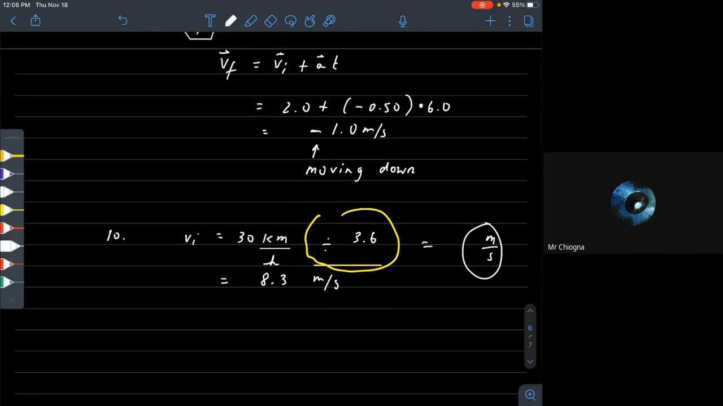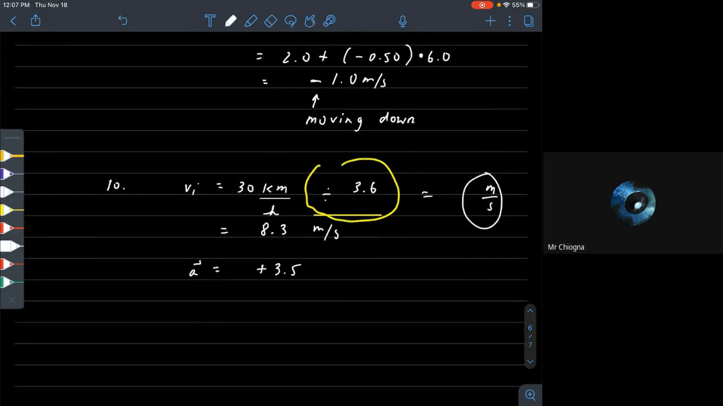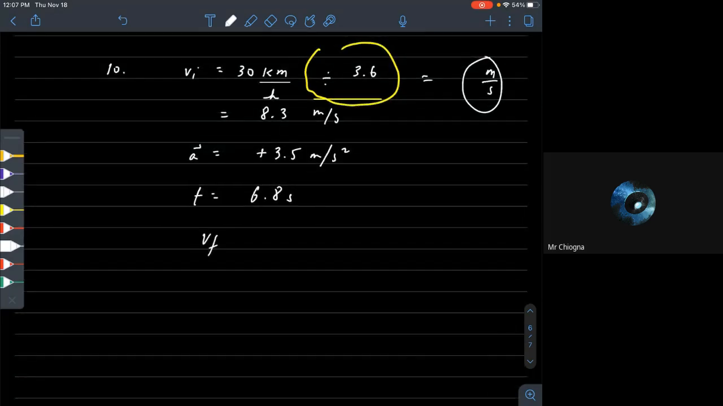Okay, accelerates. So I'm going down the list. Positive 3.5. Time 6.8. And then the question is, what's the final? Okay, in kilometers per hour, we can convert back later. We're going to get our answer in meters per second. And then we convert by multiplying.